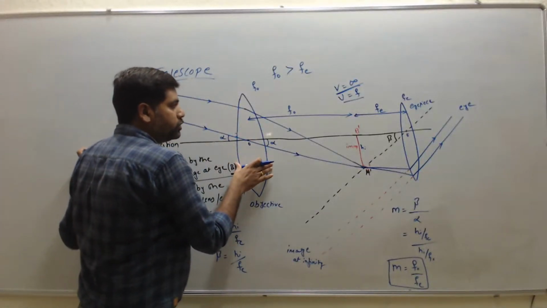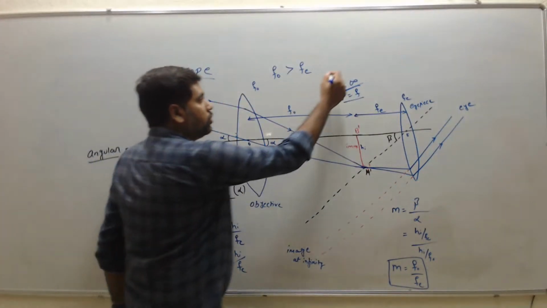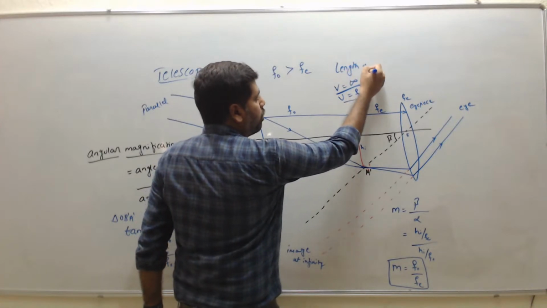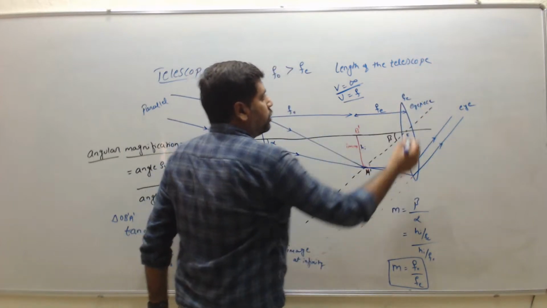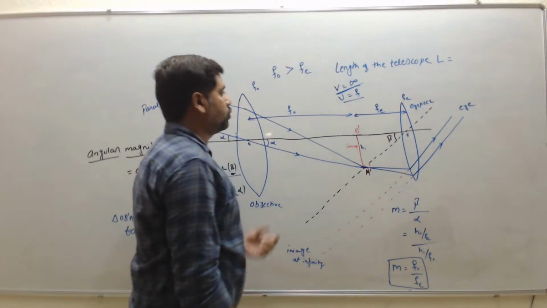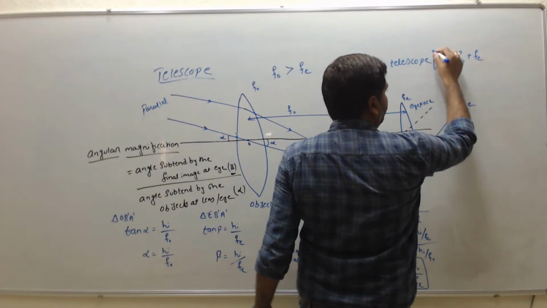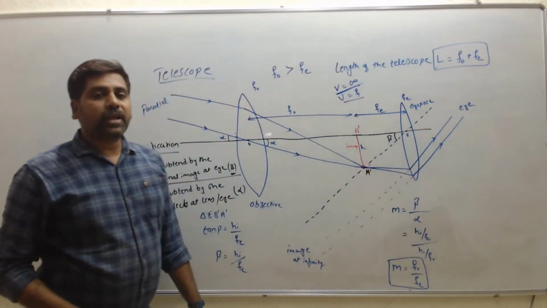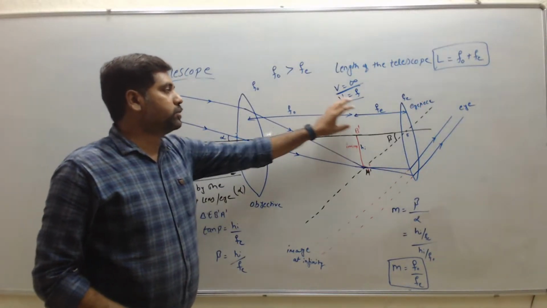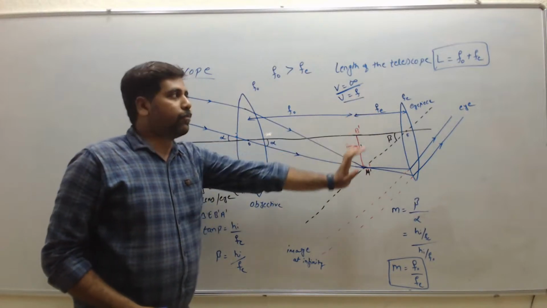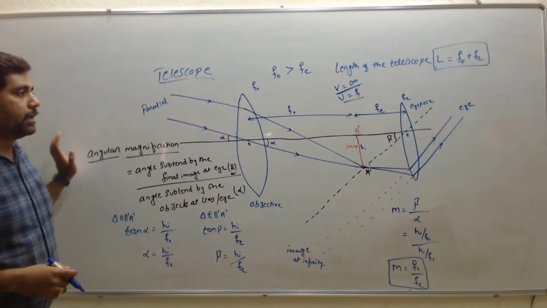The distance between the objective and the eyepiece we call the length of the telescope. The length of the telescope, L, equals fo plus fe. L is the length of the telescope, that is the sum of the focal length of the objective and the focal length of the eyepiece. That gives the length of the telescope. So this is about the telescope.